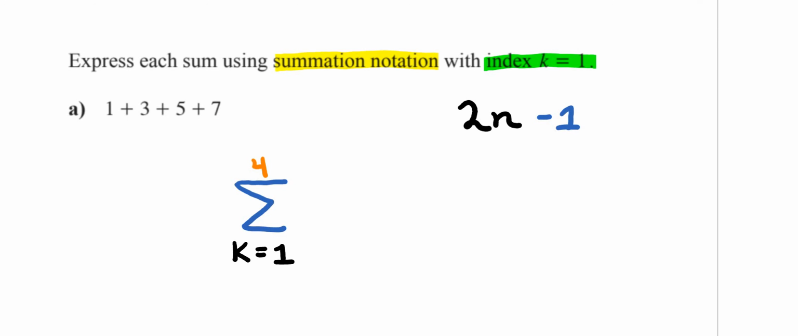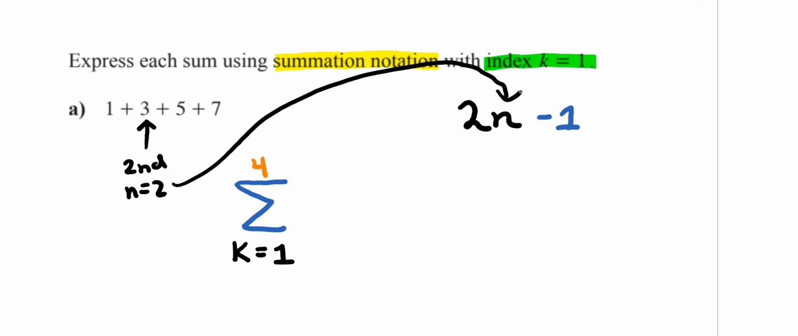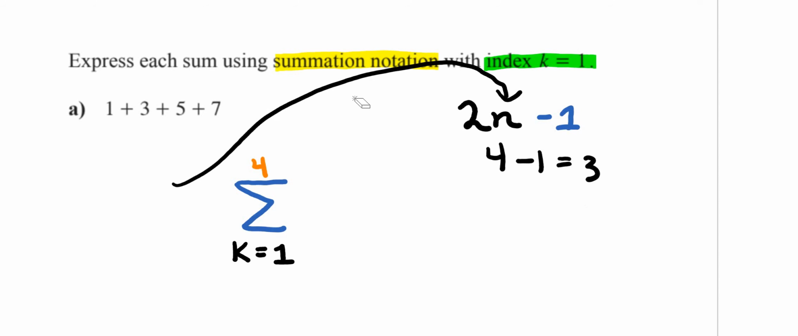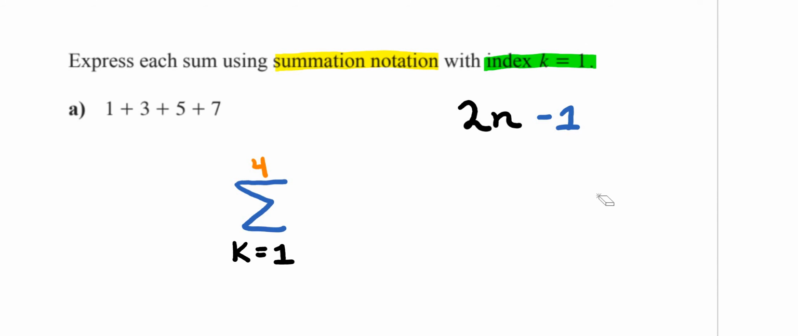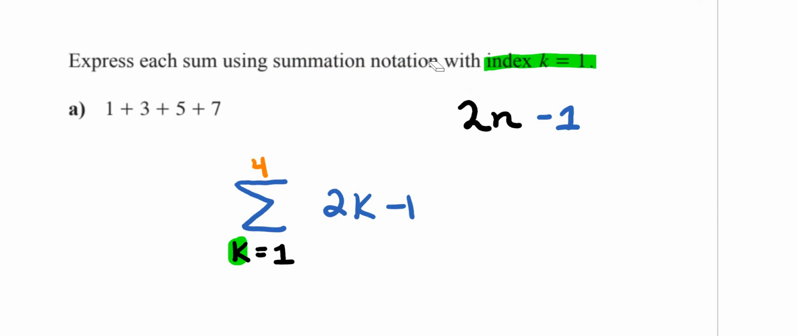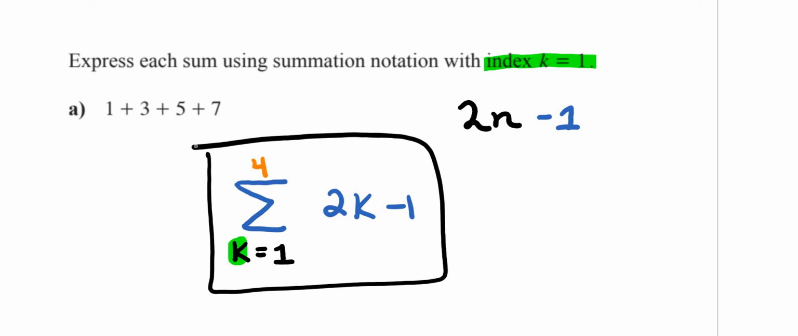So let's try that with the second term here as well, right? This is the second term, so that means n equals 2. So if I plug in 2 here, 2 times 2 is going to be 4, and 4 minus 1 gives me 3, which matches the second term there, right? So there it is. There's my formula. It's 2n minus 1. All right, so since I'm dealing with the variable k here, I just change this value of n to k, so this will be 2k and then minus 1. All right, so there you go. There is my answer for that particular problem. This is the sum using summation notation for that problem.